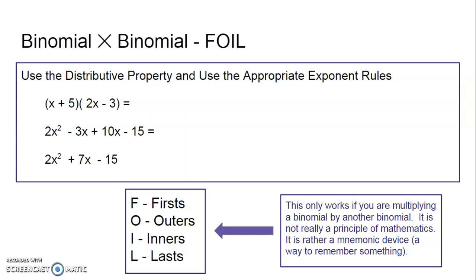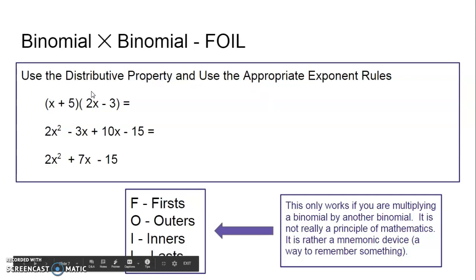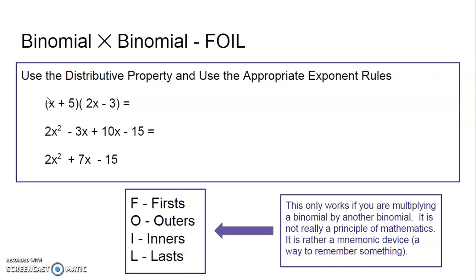And it says in that box that this is really not a principle of mathematics, it's just a way to remember. So if you look here, your x and your 2x are the firsts. So that's what we did when we distributed the x here. Outers are the ones on the outside, so x times negative 3, so that was what we got when we distributed the x. Inners are these two on the inside, and then lasts are the two last terms, the 5 and the negative 3.